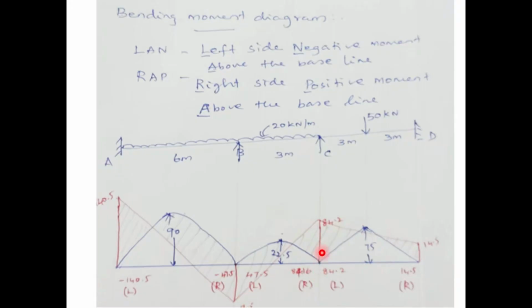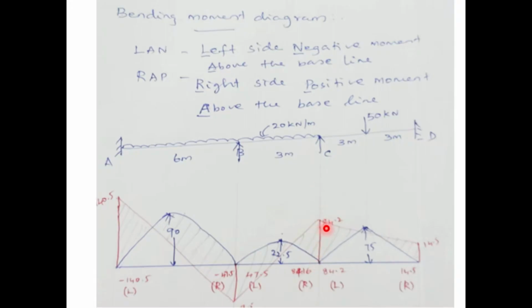Now coming to C point. What is your moment at C? MCB is plus 84.16. Right hand, you are getting a positive value. Right hand positive means above the baseline. Therefore, you draw a line above the baseline at C point.